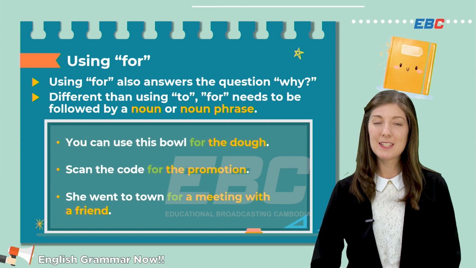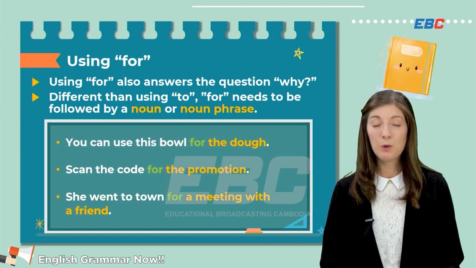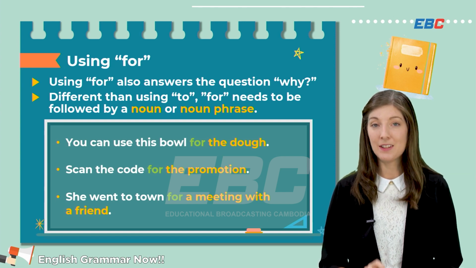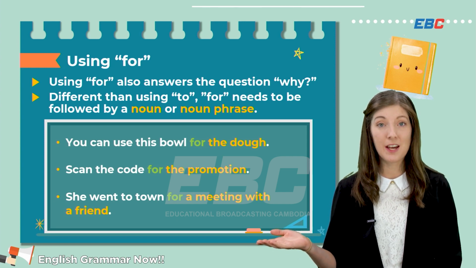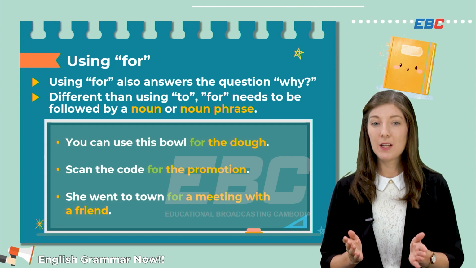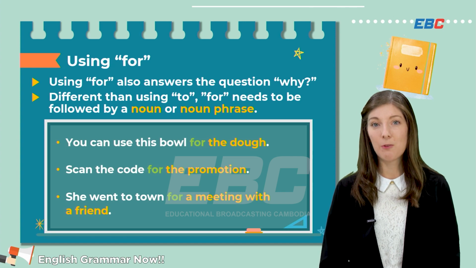You may notice that sometimes our nouns are more than one word. We might have a little word like the or a in there. And for our last example, it's several words together, but all of them are making one thing. A meeting with a friend is one noun. We call this a noun phrase.